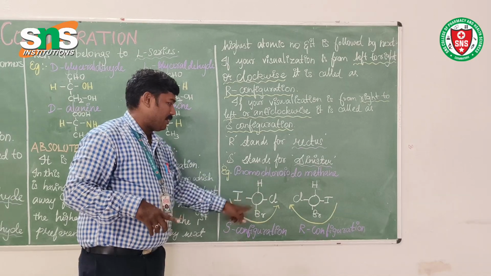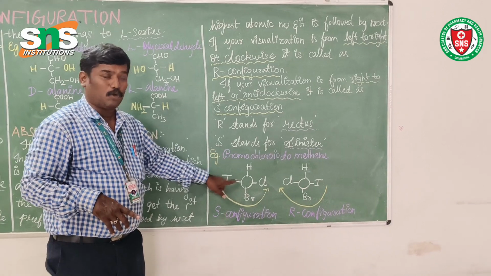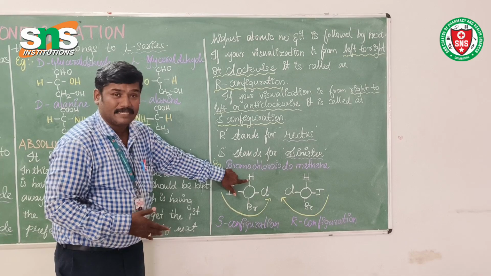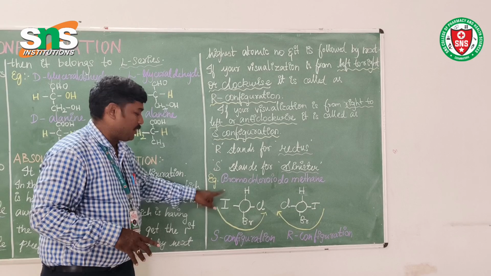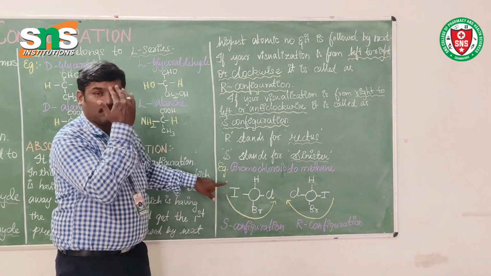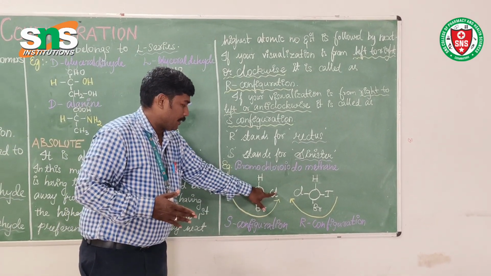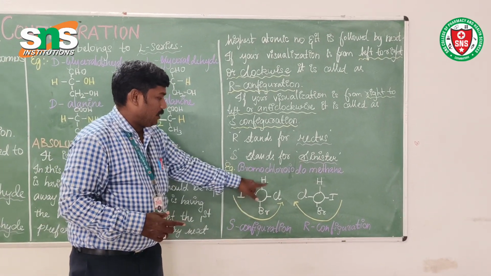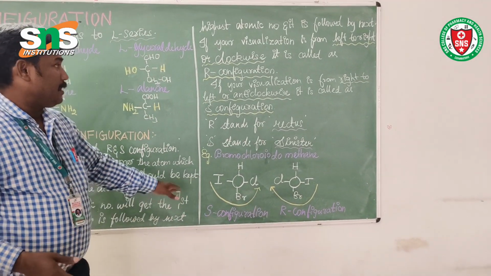Here we are taking one example, that is bromo, chloro, iodo, methane. This is the structure of bromochloroiodomethane. We take the atom having the least atomic number, that is hydrogen, and keep it away from us. Iodine has the highest atomic number among these halogens. So you first visualize iodine, followed by bromine, then chlorine. Here your visualization is from right to left, so this is known as S configuration.